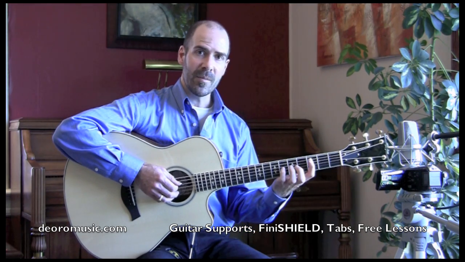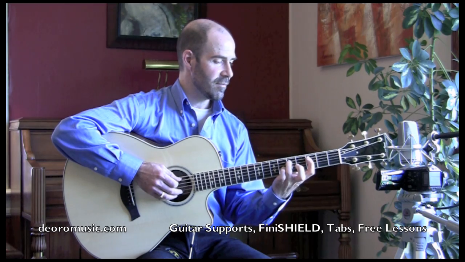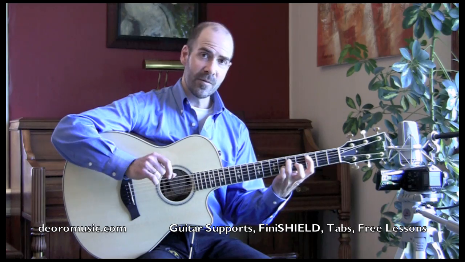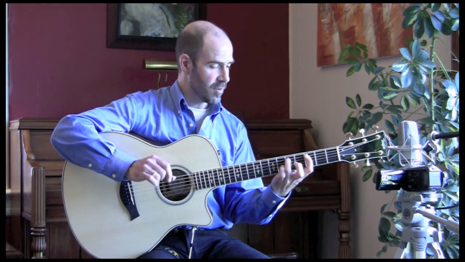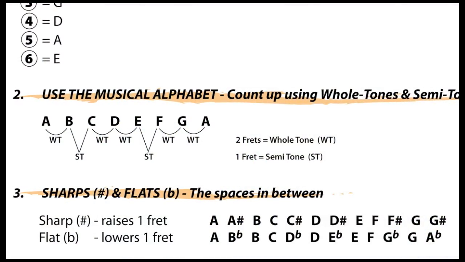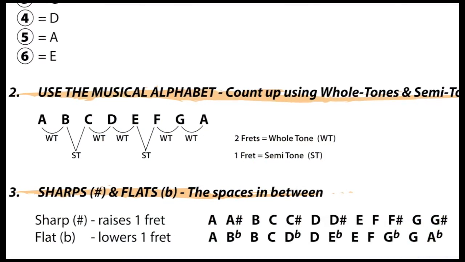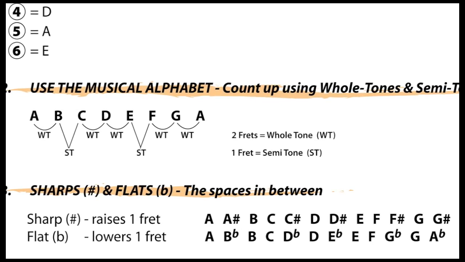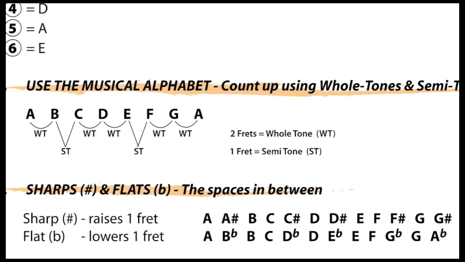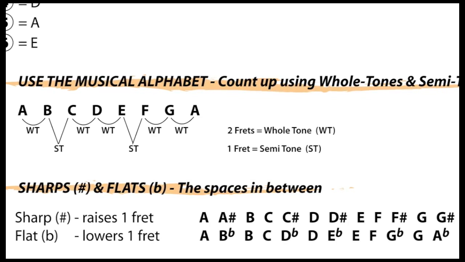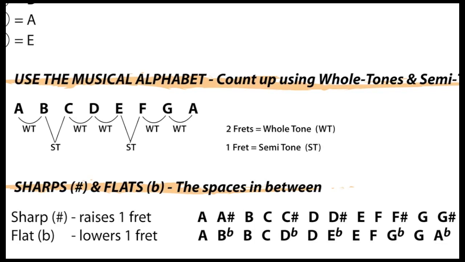Now the last step is to fill in that gap. When we've got the interval, which is 2 frets apart, the whole tone, what's in between there? And that's filled in with our sharps and flats. So step 3 is to know our sharps and flats. Now, a sharp raises the note by 1 semitone or by 1 fret, and a flat lowers the note by 1 semitone or 1 fret.